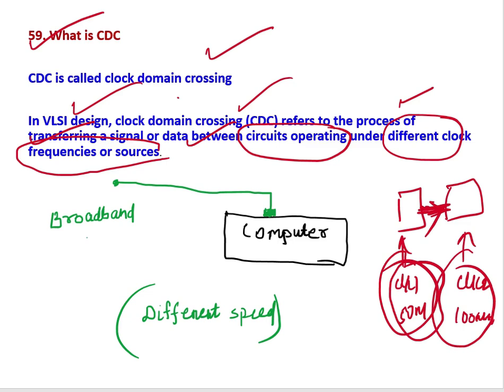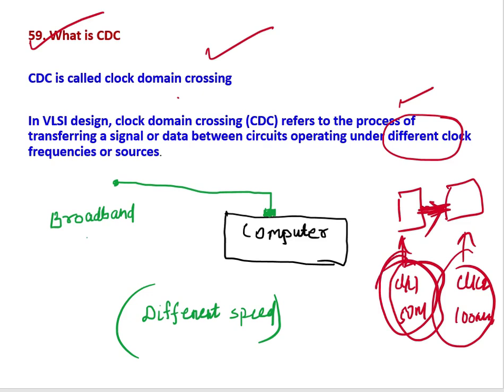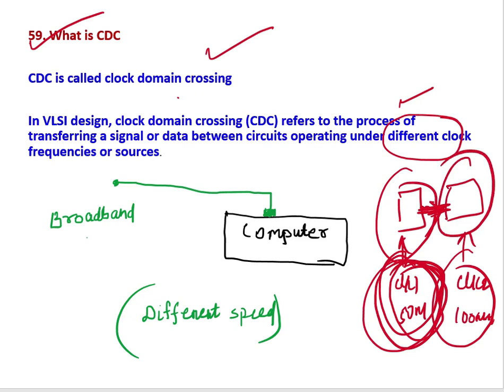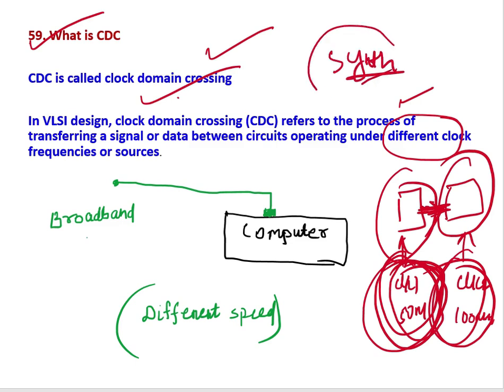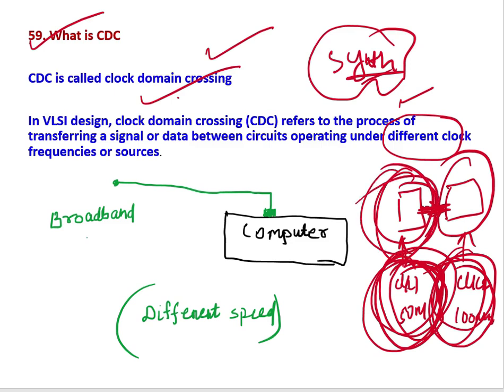This process is called clock domain crossing, because here data is crossing from one domain to another domain having a different frequency, and this concept is called clock domain crossing. So in this case there is a concept called synchronization between these two clocks, or of the data that is being transferred from one domain to another domain having a different clock.